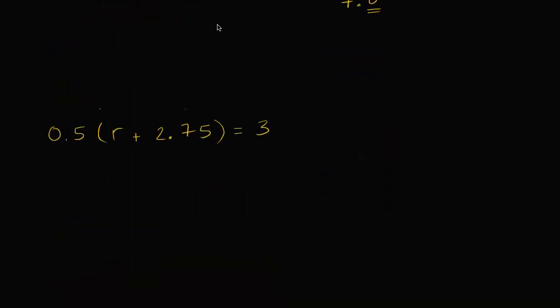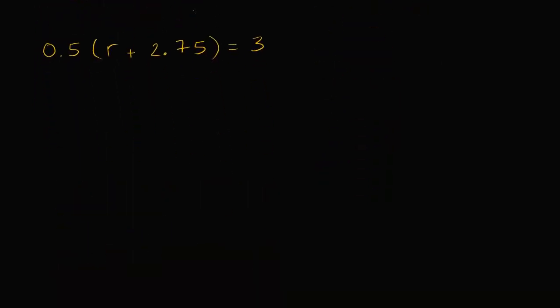Let's do one more example. This is too much fun. All right, 0.5 times the whole quantity r plus 2.75 is equal to 3. And there's a bunch of ways that you could tackle this. A lot of times when you see something like this, your temptation might be, let's distribute the 0.5. But that makes it a little bit hairy, because 0.5 times 2.75, you can calculate that, and you will get the right answer if you do it correctly.